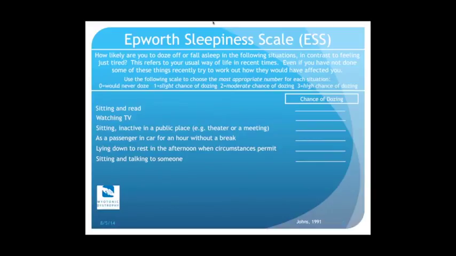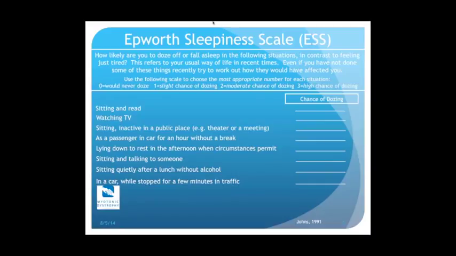You'd be surprised, and I'd be curious to see if there's anyone out there that has actually fallen asleep mid-conversation during a conversation that they were enjoying. But I do hear this. Sitting quietly after a lunch without alcohol. And lastly, in a car while stopped for a few minutes in traffic.